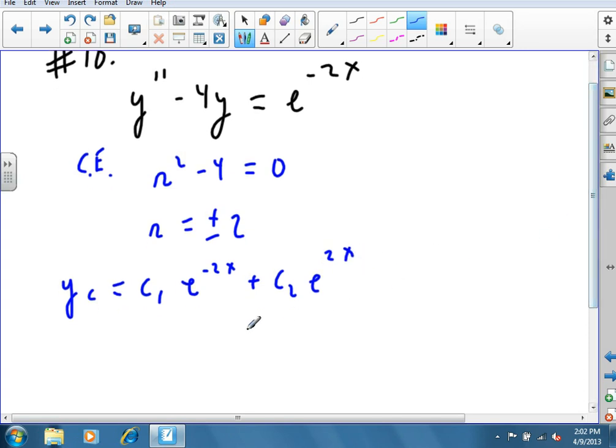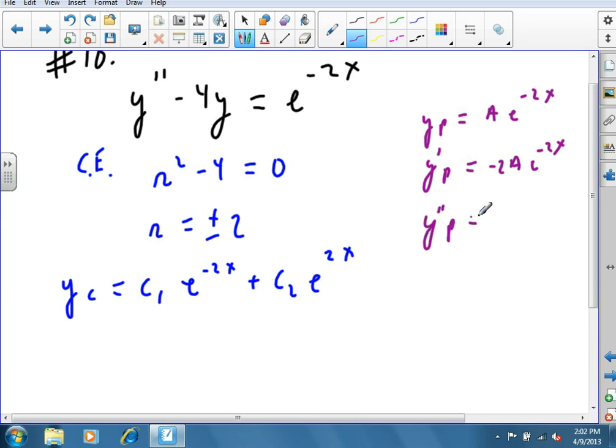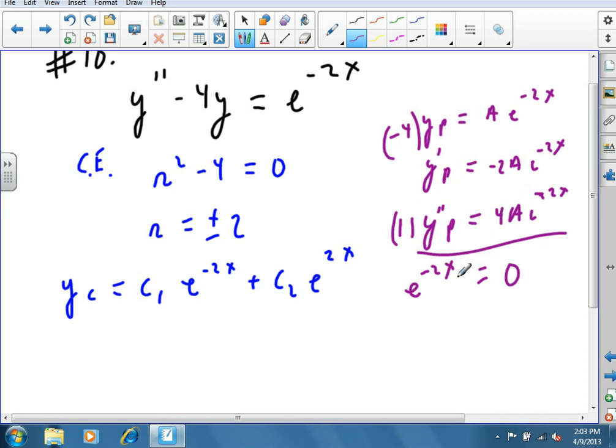Now, you notice that part of the homogeneous solution is what's on the other side of the equal sign. So if I were to be really stupid and say, well, y sub p is in the form a e to the minus 2x, and then I'd say y prime of p is equal to minus 2a e to the minus 2x, and y double prime of p is equal to 4a e to the minus 2x, and I've got 0 is equal to e to the minus 2x. What the hey?